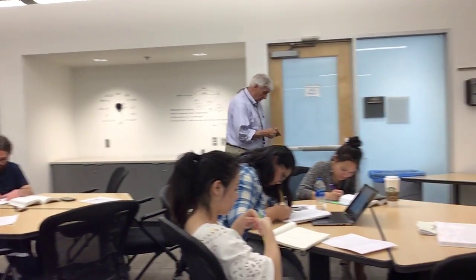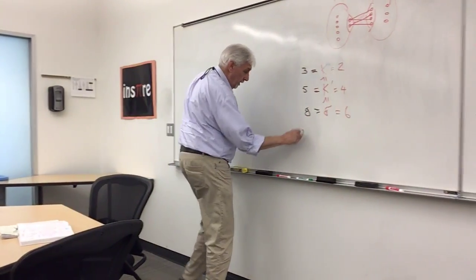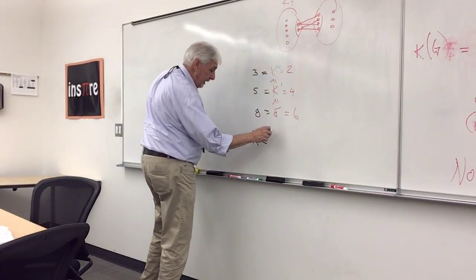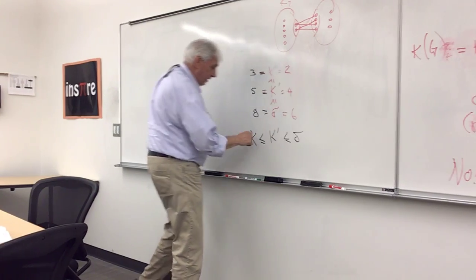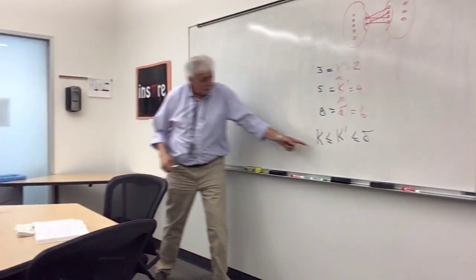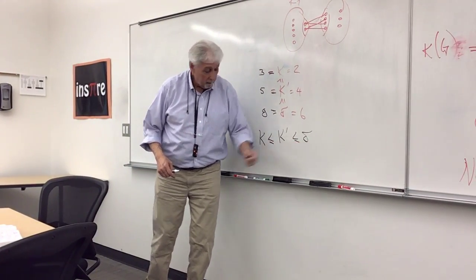And again, that's what the theorem said. The theorem says if kappa is less than or equal to kappa prime is less than or equal to delta, there's a graph that has connectivity kappa, edge connectivity kappa prime, min degree delta.